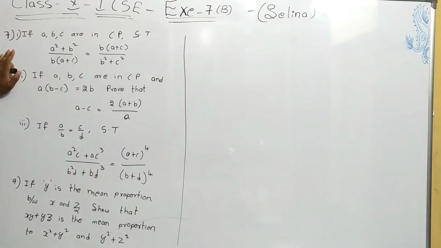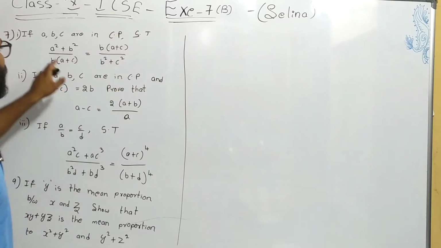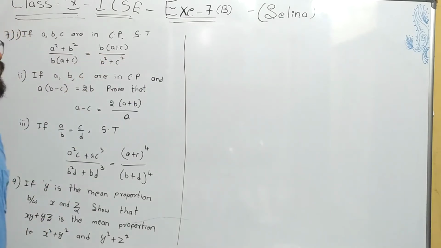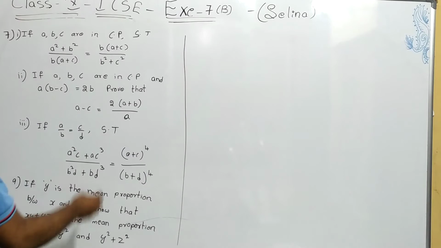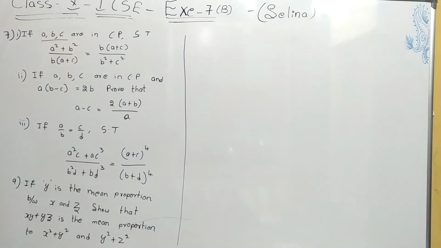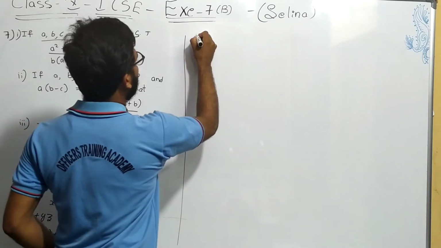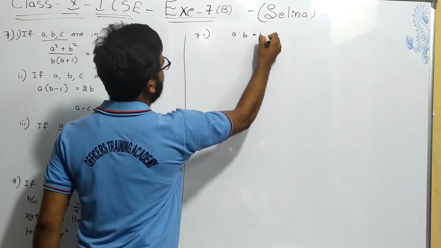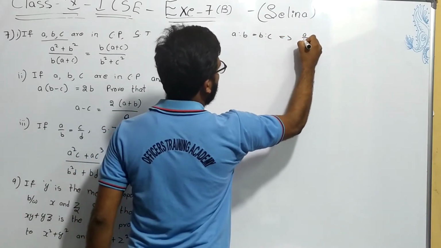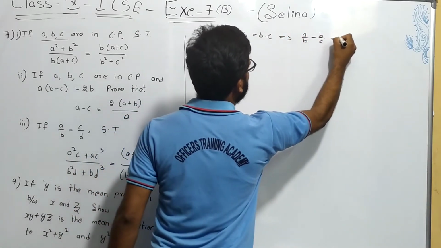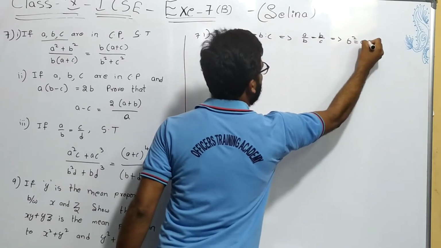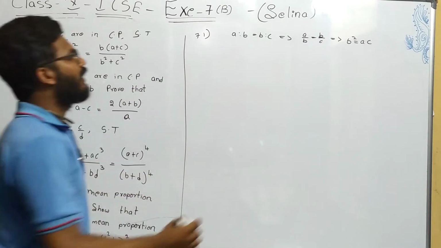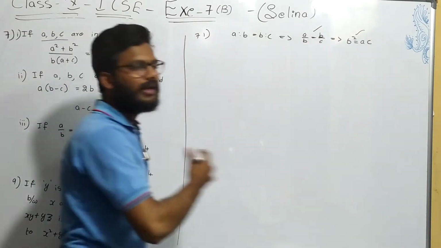If A, B, C are in continued proportion, show that (A square plus B square) by B into (A plus C) is equal to B into (A plus C) by (B square plus C square). Whenever they give A, B, C are in continued proportion, what does it mean? A is to B is equal to B is to C, right? So it will become A by B is equal to B by C. That implies B square is equal to AC. So whenever they are telling that A, B, C are in continued proportion, we can take either this or this based on the given problem.